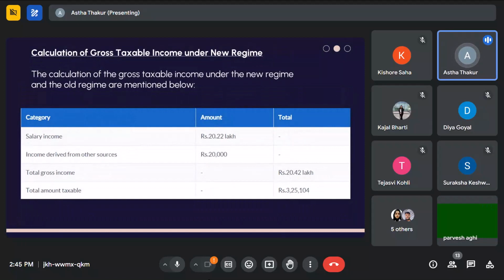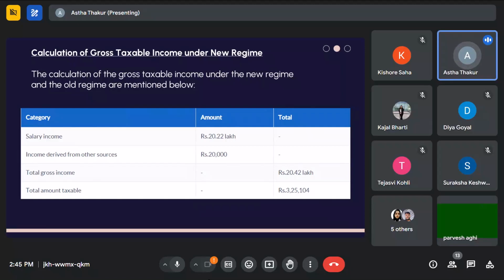20,000 is what we derived as income from other sources, 8,000 and 12,000, and we have added both of them. The total gross income will be 20 lakhs 42,000, and the amount taxable is 3 lakhs 25,000. This was the example for the new regime. What happens in the old regime?